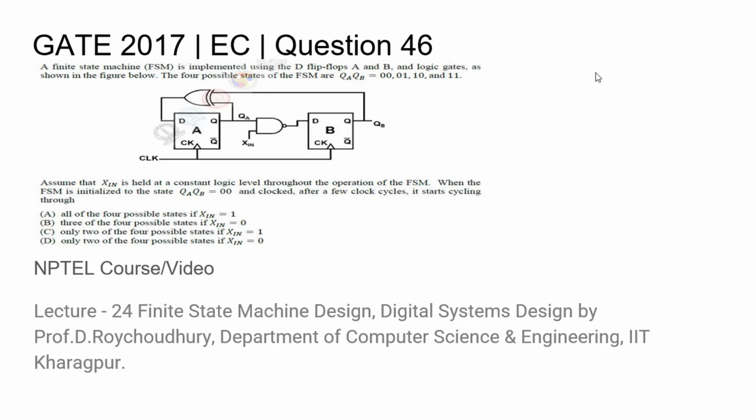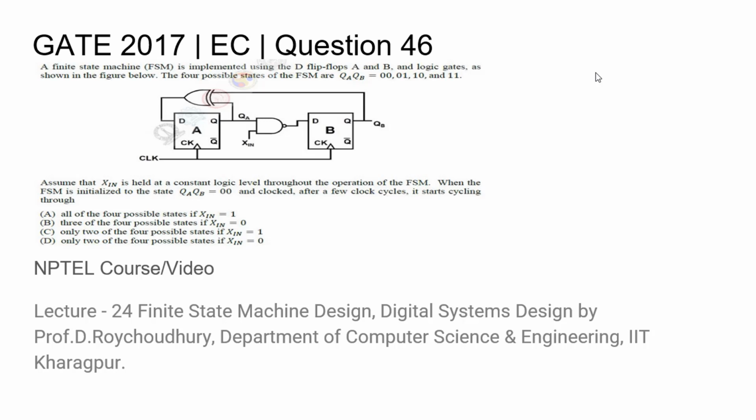We are looking at question number 46 of ECE Set 1 GATE 2017 question paper. The question is, a finite state machine is implemented using two flip-flops A and B and a few logic gates. The possible states for QA and QB are 00, 01, 10 and 11.